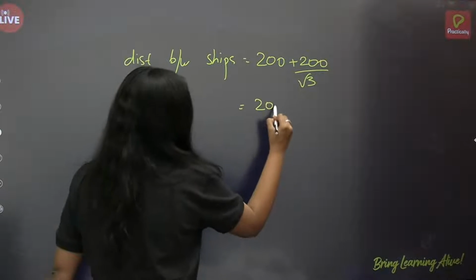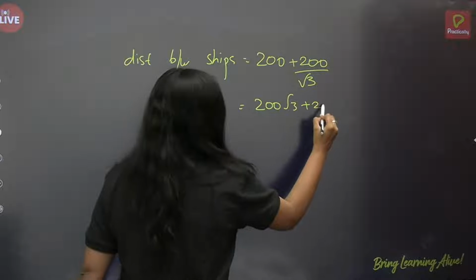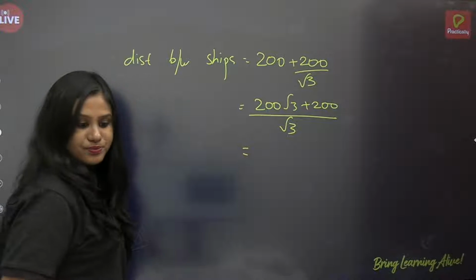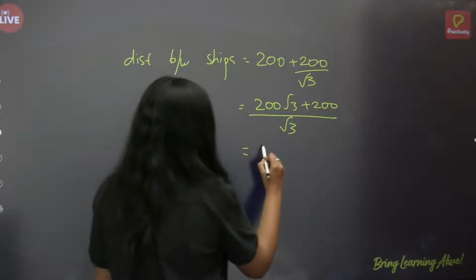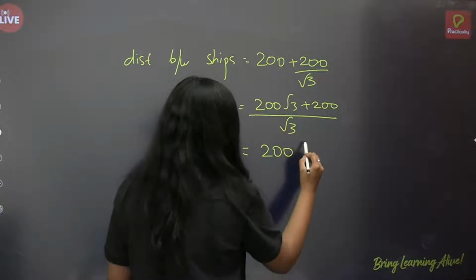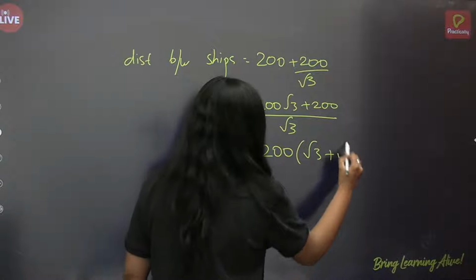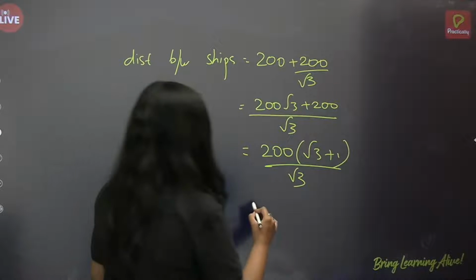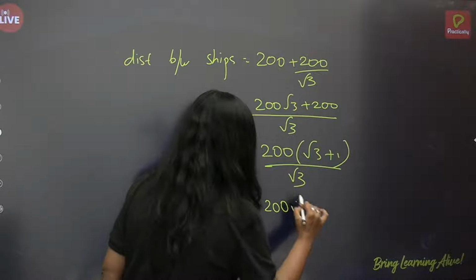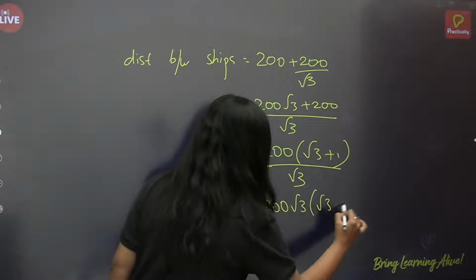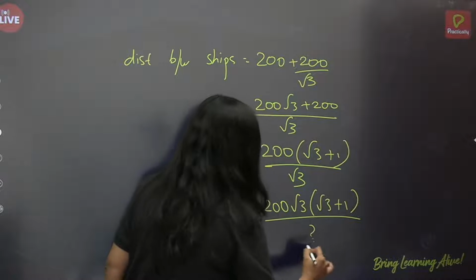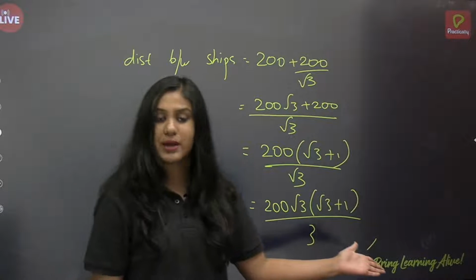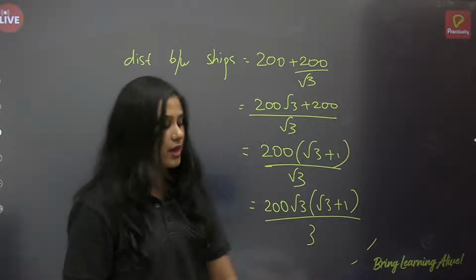So this will be 200 root 3 plus 200 by root 3, correct? So 200 you can take common, root 3 plus 1 by root 3. You have to rationalize the denominator. So this will be 200 root 3 of root 3 plus 1 by 3. So from here you can calculate, right? You can just do the division of 200 by 3 and you can write the answer.